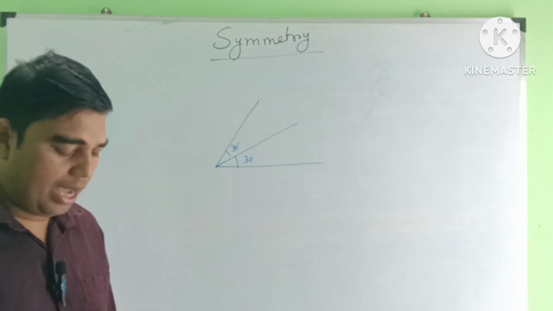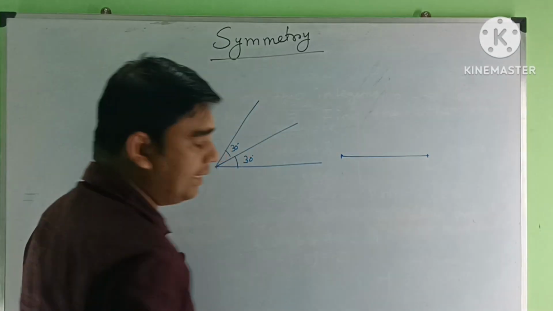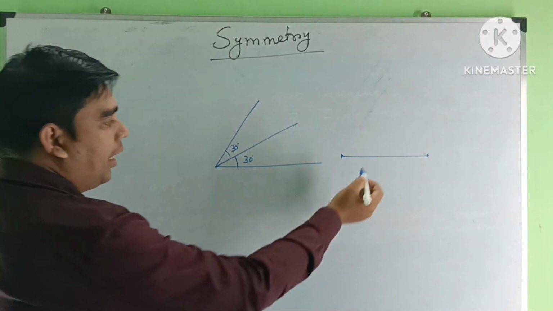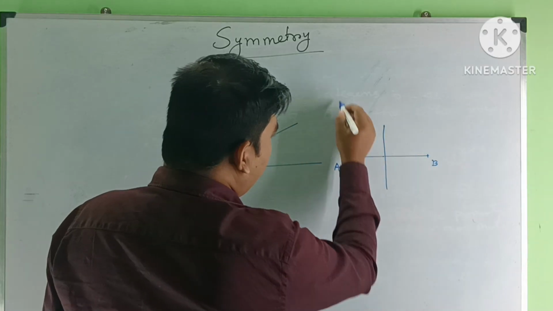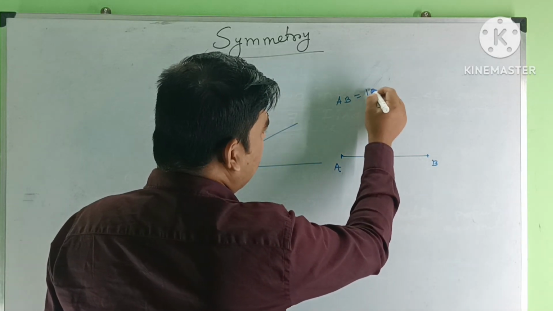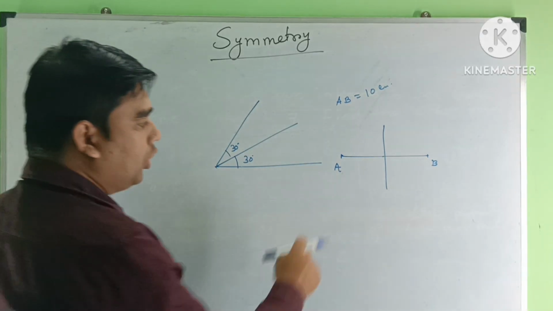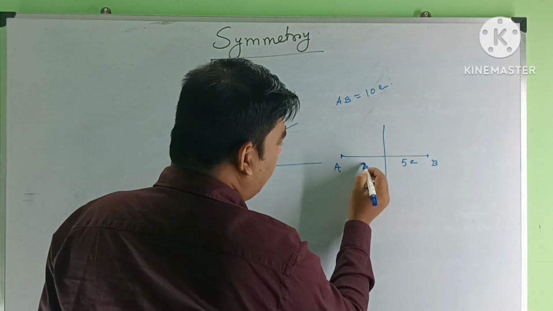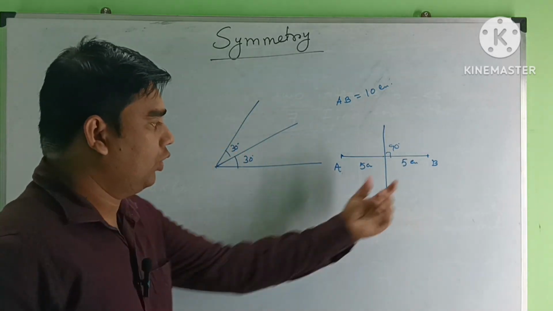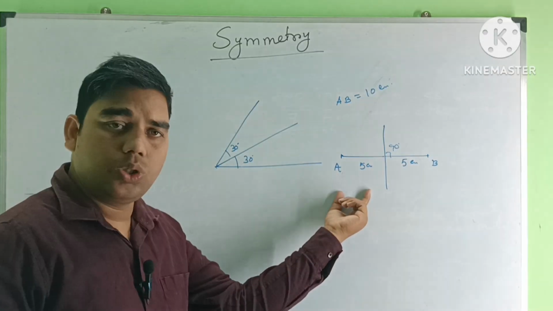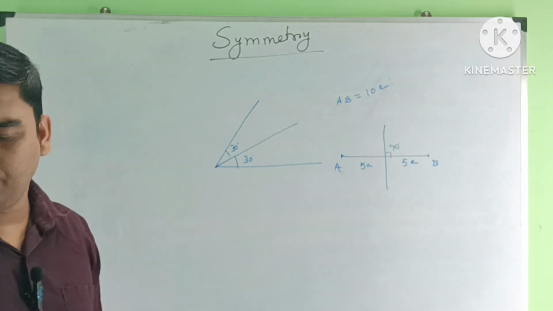Suppose you have one line, a line segment, and you draw a perpendicular bisector. Suppose the total length AB is 10 centimeters. If you draw the perpendicular bisector, the length will be 5 centimeters. So 5 centimeters and 5 centimeters are equal lengths, so these two parts are symmetry. Symmetry means a similar type of picture.